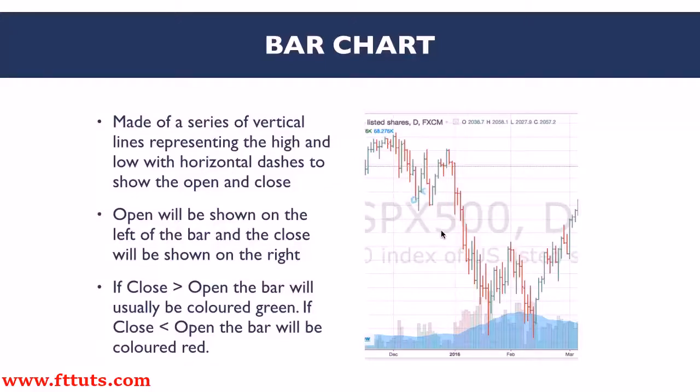If the close price finishes higher than the open price, the bar will usually be coloured green or black, which shows the market has finished higher than it started. And if the close price finishes below the open price, the bar will be coloured red.